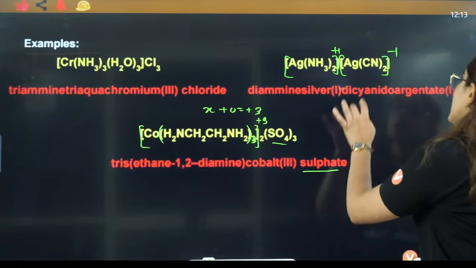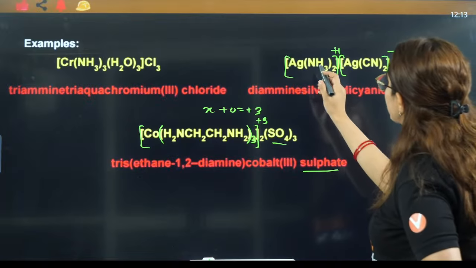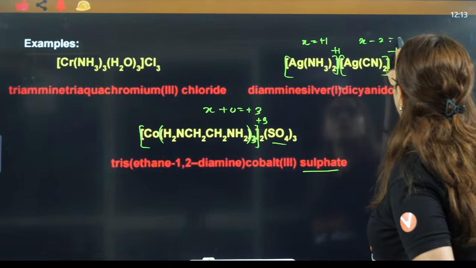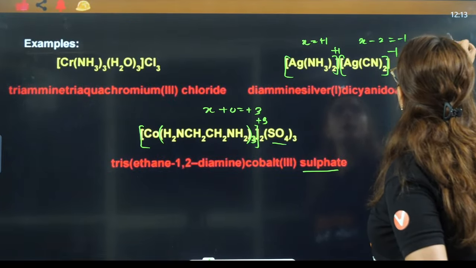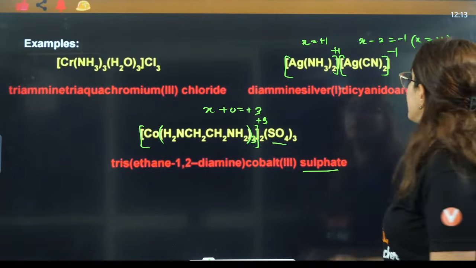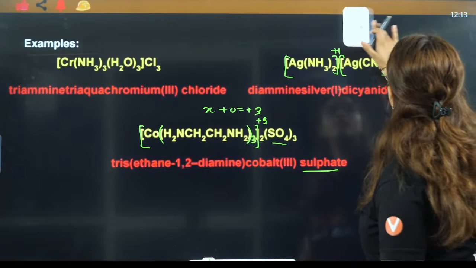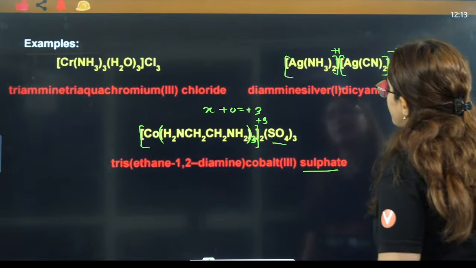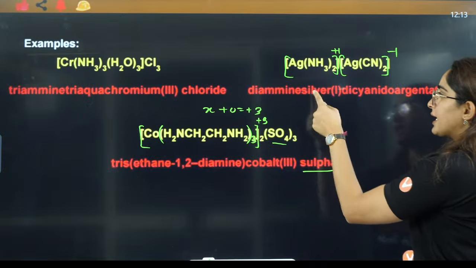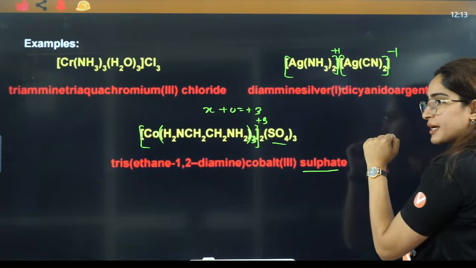Okay. Now, why is this +1? Because here X is coming out to be +1. This is X minus 2 is equals to -1. X is coming out to be +1, and silver is stable in +1 oxidation state. That is why I can put the overall charge as +1 and -1. This is the cation, so I'll write diamine silver, diamine silver, oxidation state is 1.